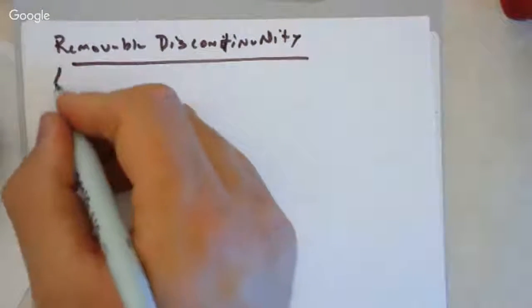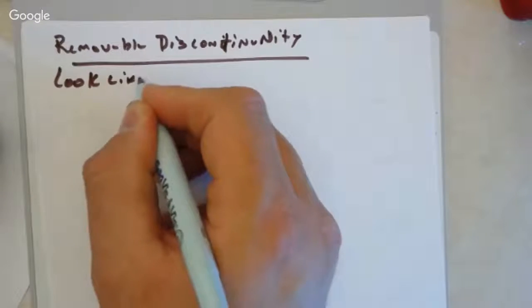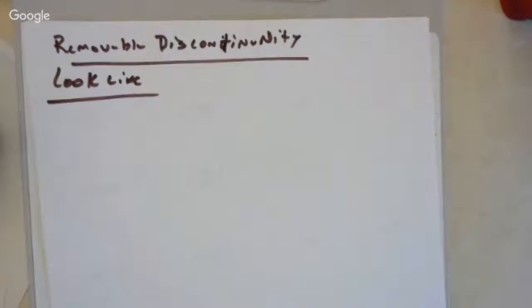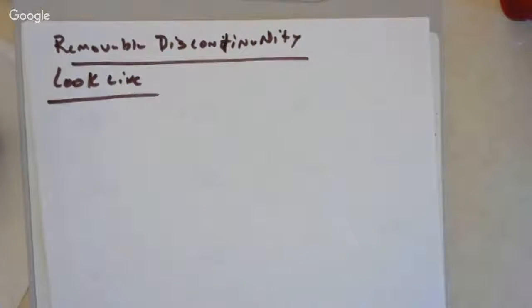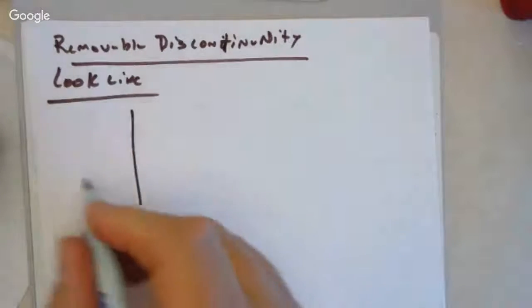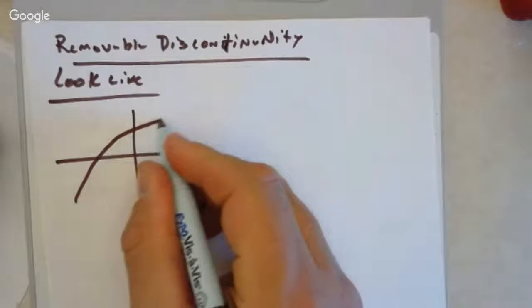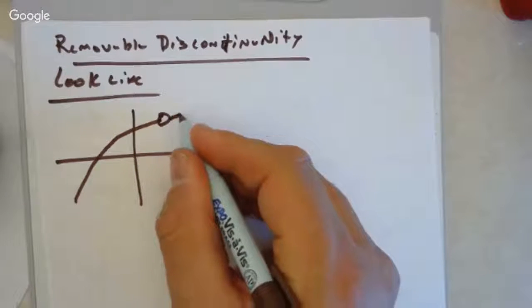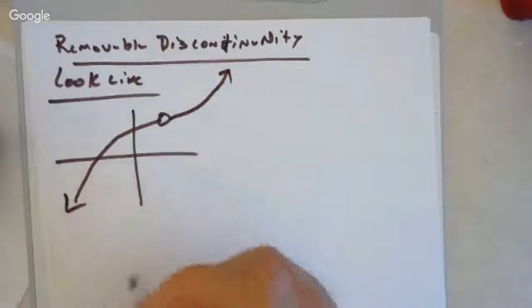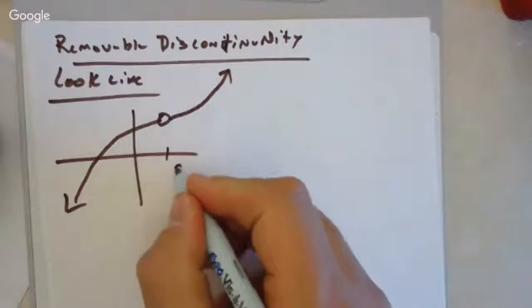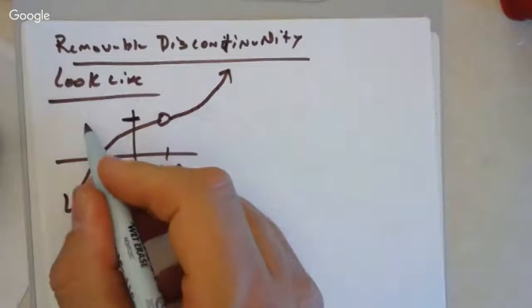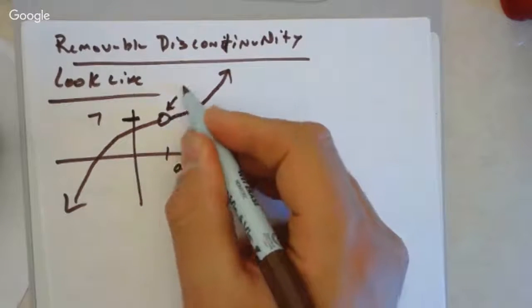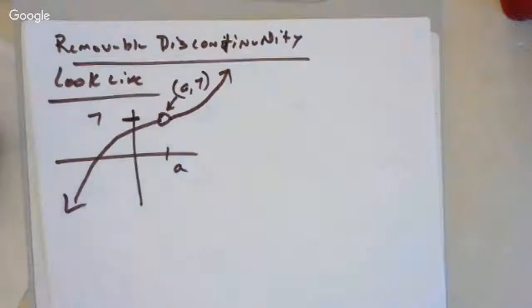A removable discontinuity, what's that look like? If you haven't found out, I really like to know what math looks like. Sorry, I spelled it wrong the first time. I had to correct myself. So we've got this beautiful function. Here it's got an open dot, and then we've got this other part of the function. Let's call that A. And let's call this, I don't know, 7. So this point right here would be A, comma, 7.